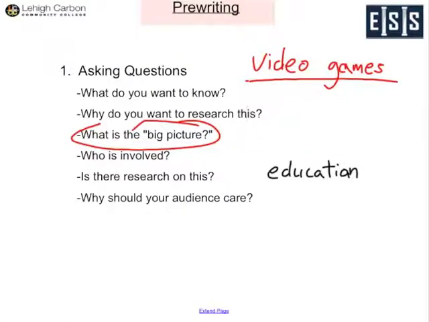So that pretty much leaves me with video games and education, which is something I'm really interested in. I think there is research on this. My audience, as far as whether or not my audience should care, well, I'm writing to an academic audience. I'm writing to people that are in education. I think that they're going to find this very interesting. So, potentially, this could even be a good way of promoting the idea of video games as education to a college professor. That's kind of cool. I like that. So, we're going to pick this as our topic.